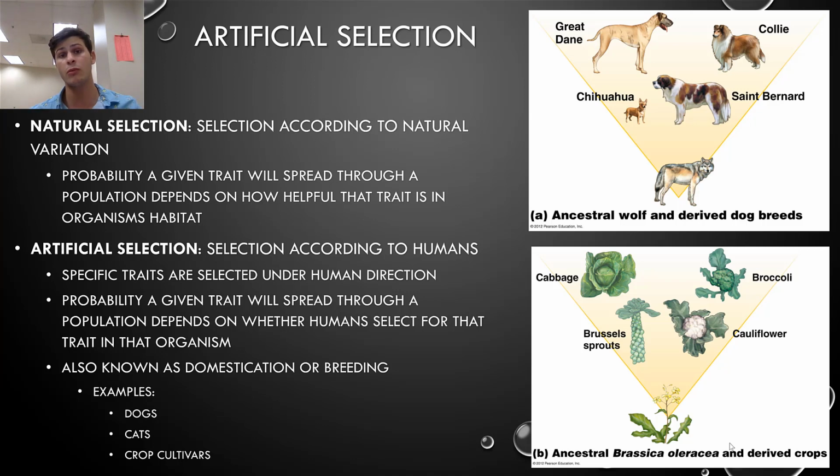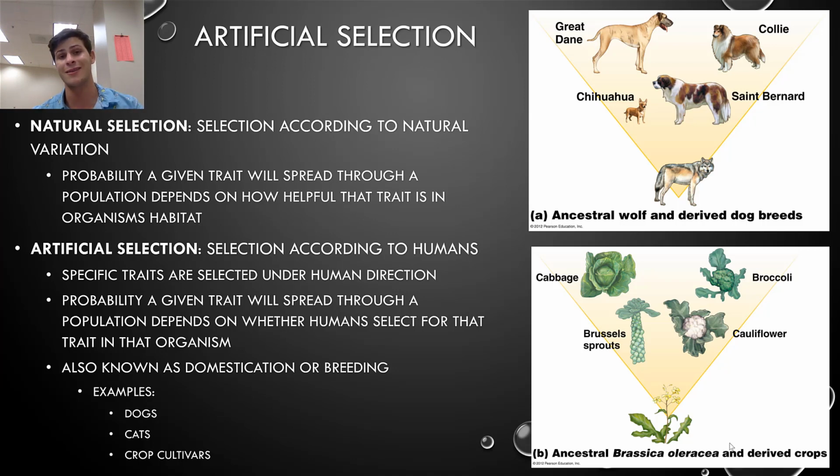So if we like a trait, we will breed two organisms with that trait together to produce new organisms. And in this case, the probability that a given trait will spread through a population directly depends on whether humans select for that trait in an organism. So this is again sometimes known as domestication or breeding, and artificial selection is the key driver in the formation of things like dogs and cats, different crop cultivars, and chickens.